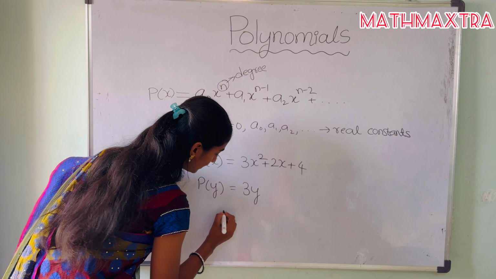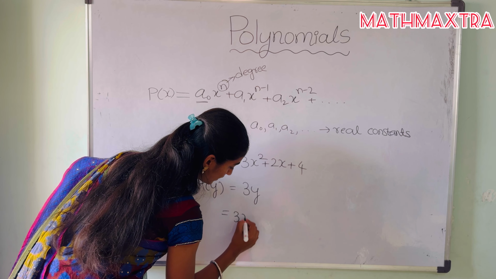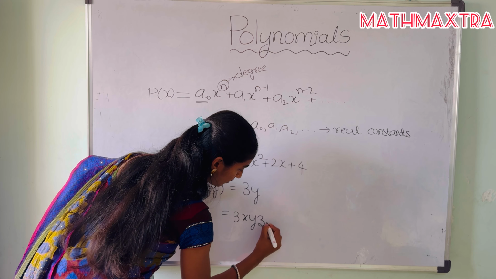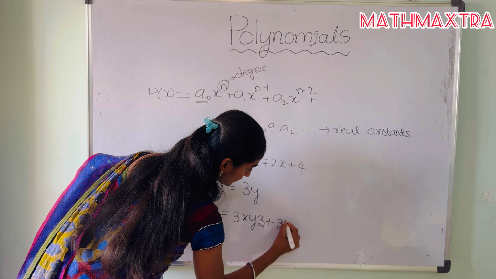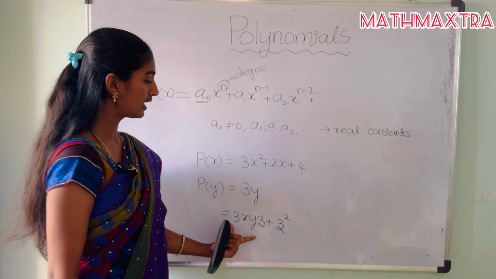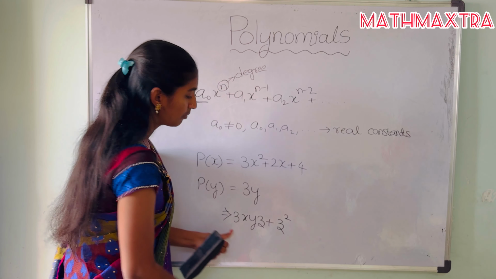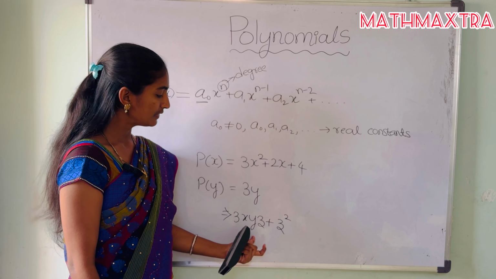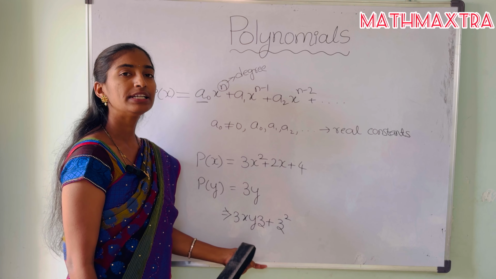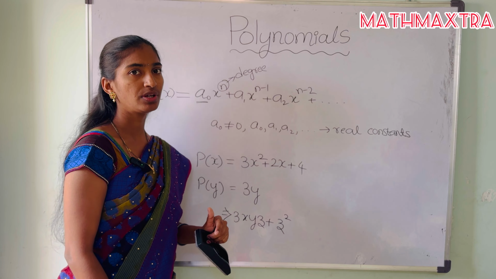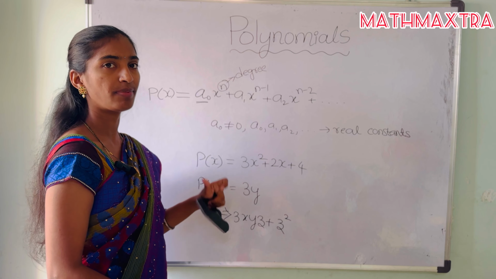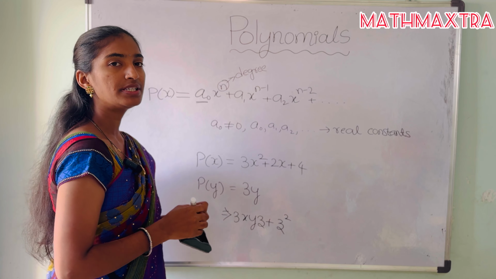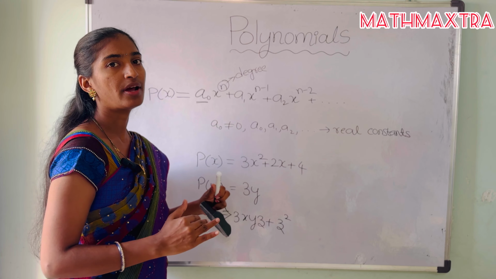But if you write 3xyz plus z square, is this a polynomial? No. This is not a polynomial, but it is an algebraic expression. These are some different examples of polynomials. Now we will discuss different types of polynomials one by one.